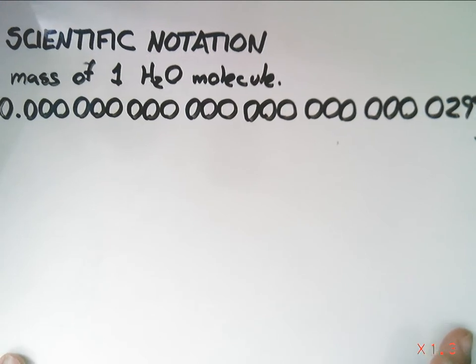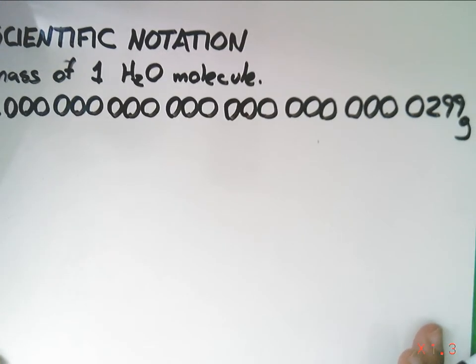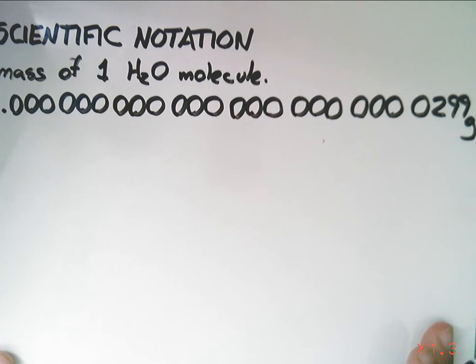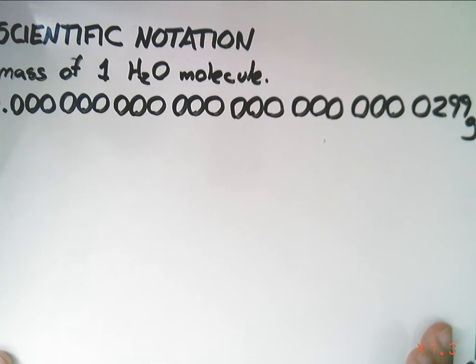Now, I had to count all those zeros pretty carefully. So it'd be very easy for me to make a mistake when I was writing down a number like that. So that's not a good way to write down very small numbers.